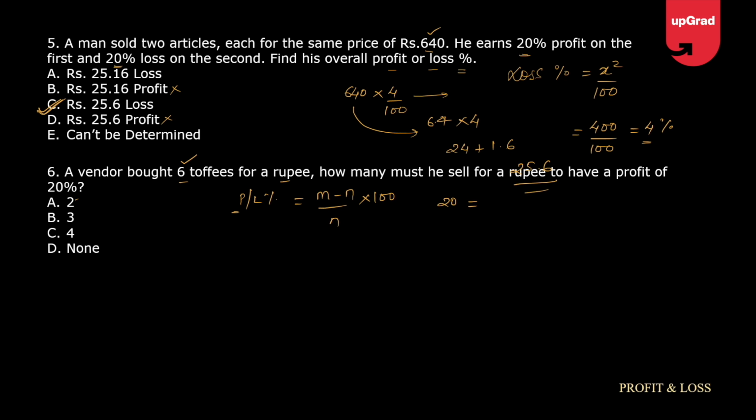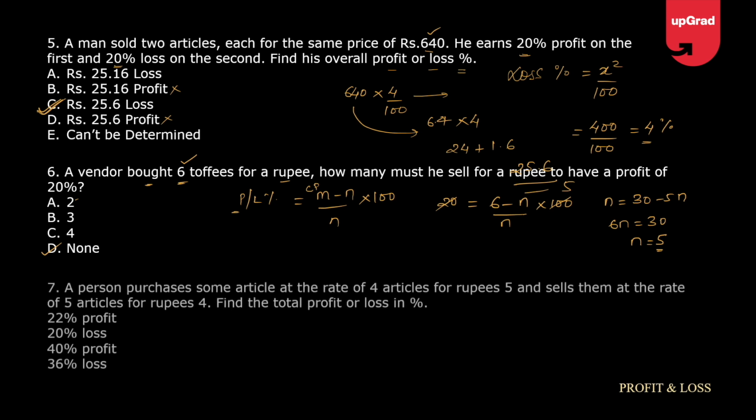M, I told you M is the value that is associated with cost price. So a vendor bought 6 toffees for a rupee. Bought, that means 6 should be my M. Minus N is what I have to calculate. It's a very simple calculation. Even if you do cross multiplication, you'd be getting N is equal to 30 minus 5N. 5N will come on the left hand side. It will become 6N is equal to 30. And then N becomes 5. So 5 is my answer, which is not in the option. Therefore, my answer is none of these. A simple one, right? Let's take one more.